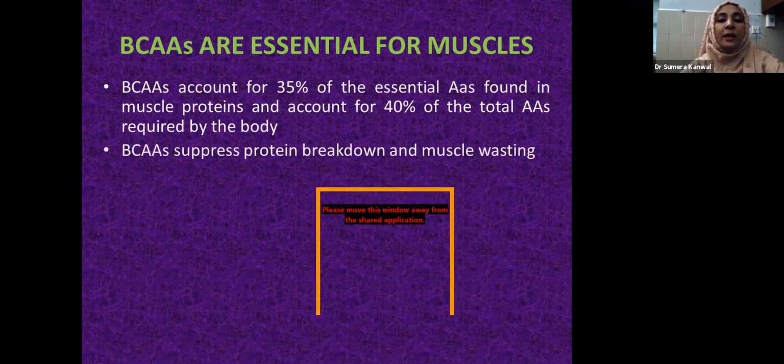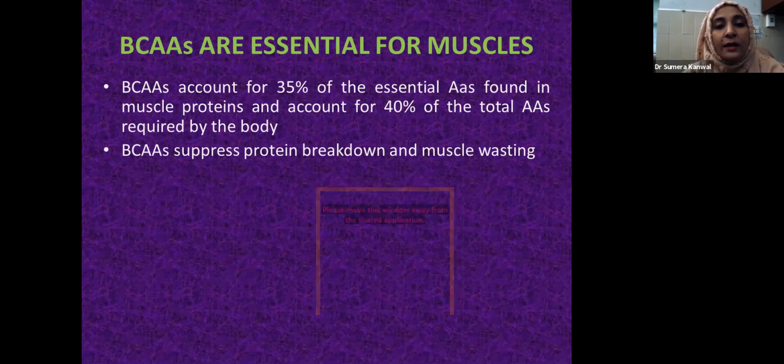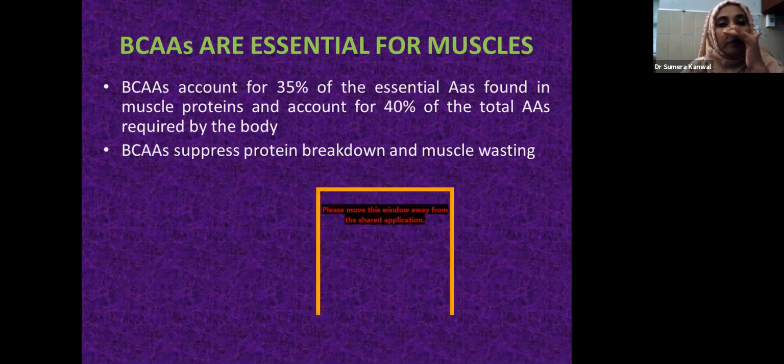These branched chain amino acids suppress protein breakdown and they prevent muscle wasting because they are an important component of the proteins present in the muscles, like myosin, actin, titin, and some other protein fibrils. So they suppress protein breakdown and muscle wasting. The wastage of the muscles is prevented in the presence of a sufficient amount of these branched chain amino acids.